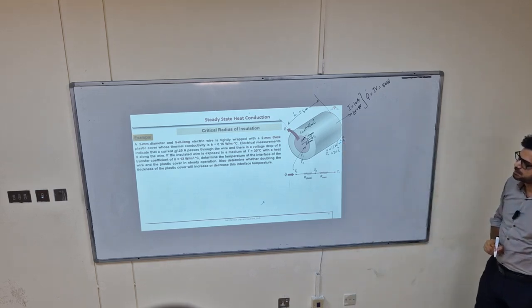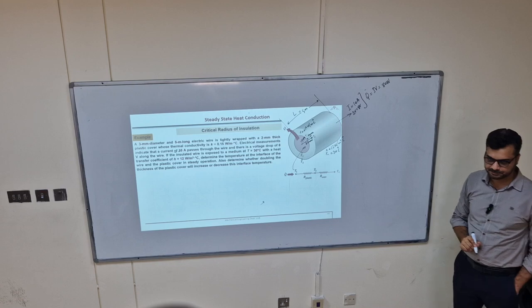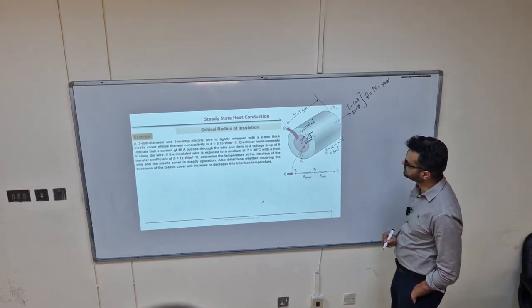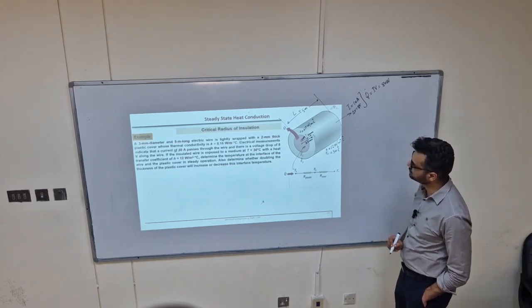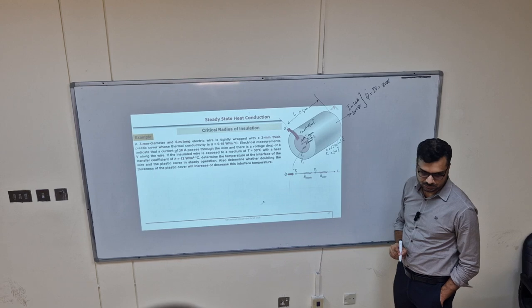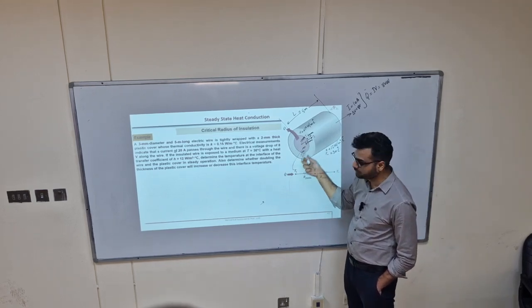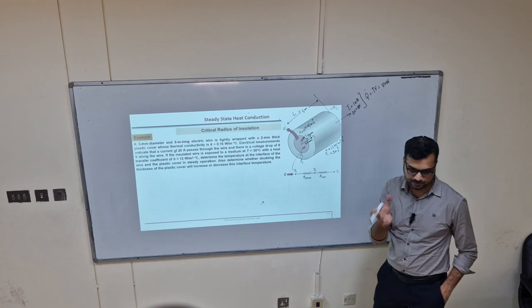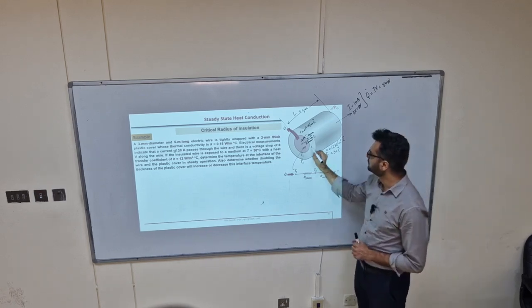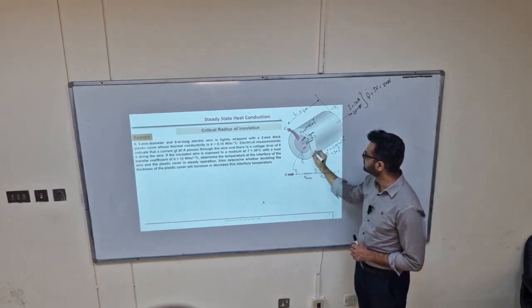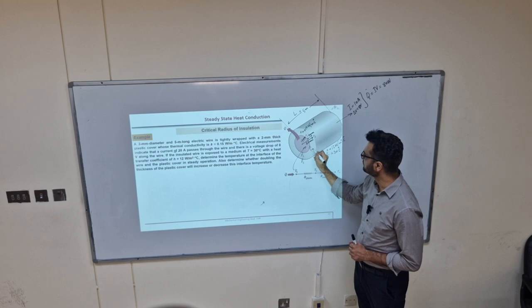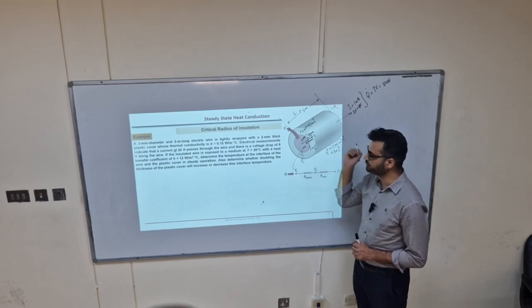Determine the temperature at the interface of the wire. Where is the interface of the wire? At R1 or R2? Yeah, interface. This is wire, solid wire. It's not a hollow pipe. It's a solid wire. And that is the interface. So at this interface, we want to find out the temperature.